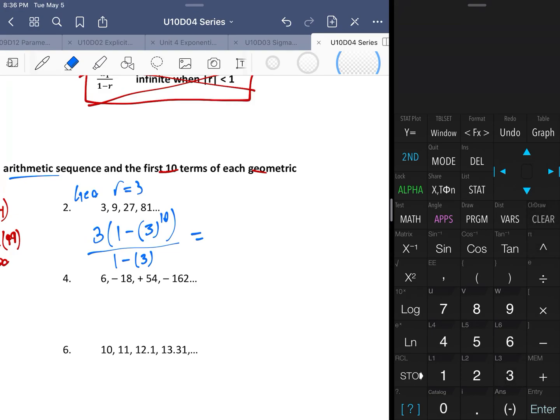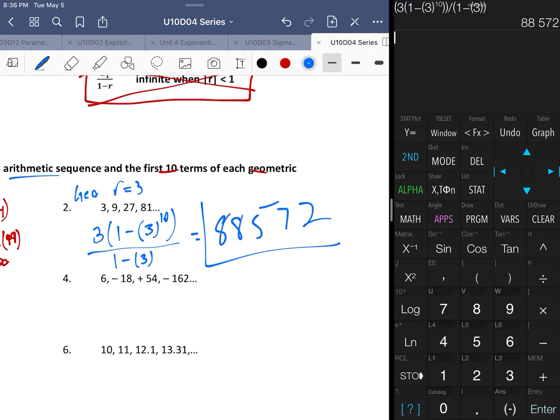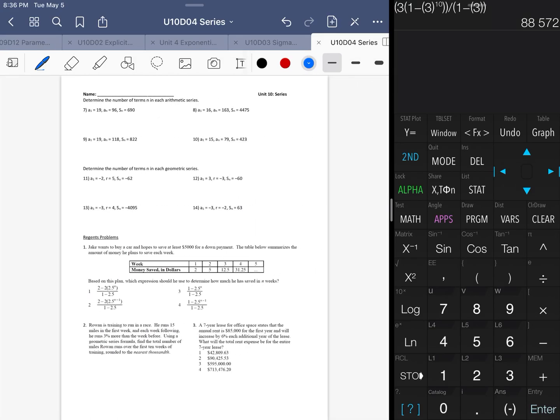So it's going to be 3, let me just make it one expression. So parentheses 3, parentheses 1 minus parentheses 3, close that to the 10th power. I have to close that again, divided by 1 minus parentheses 3, enter, and I get 88,572. And that's only for 10 terms in this sequence, and that's just because geometric sequences get really large really fast. So try the rest of these on your own, and I'll take a look at the back with you now.